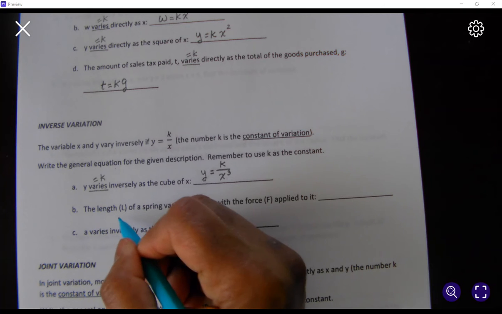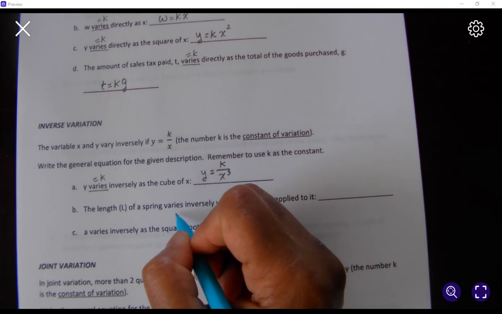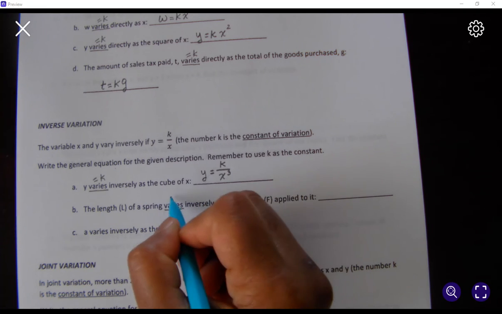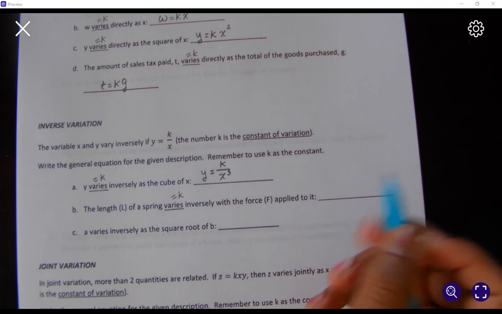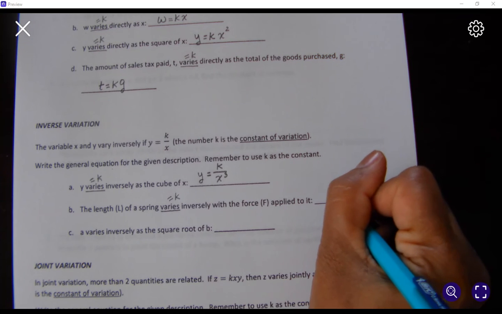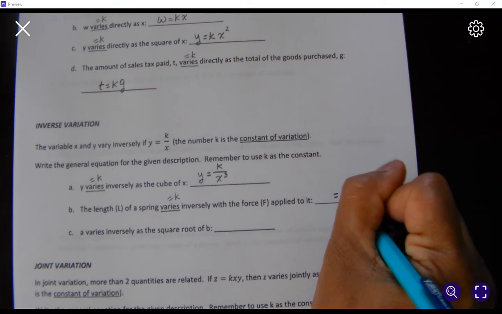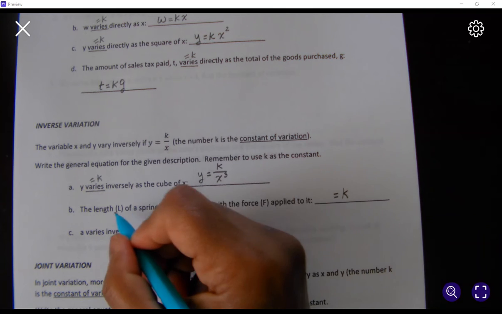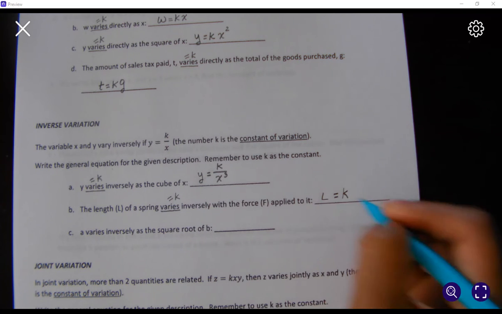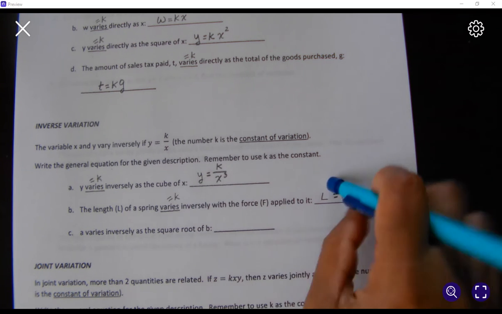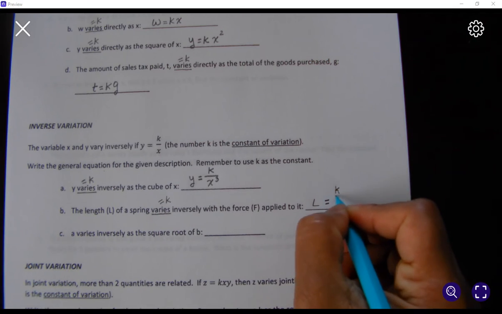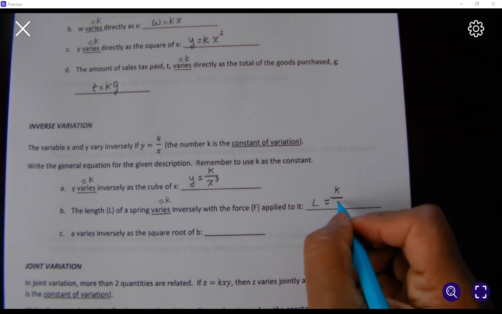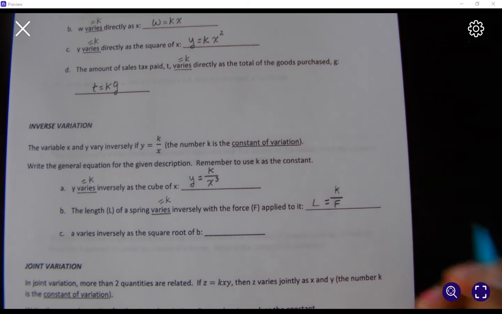It says here the length L of a spring varies inversely with the force F applied to it. Okay, so I see the word varies. I'm going to start by writing equals K. What equals K? L equals K. Inversely, so that means that I need to put a division bar with the force F applied to it. And that's it.